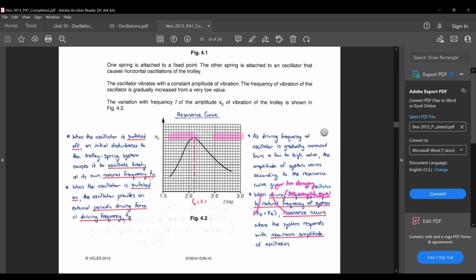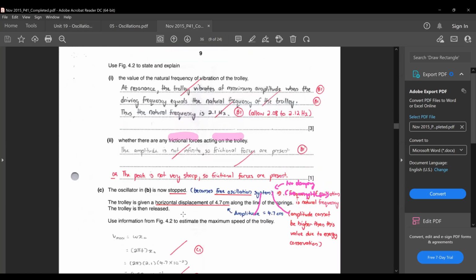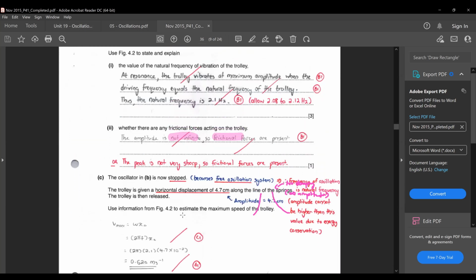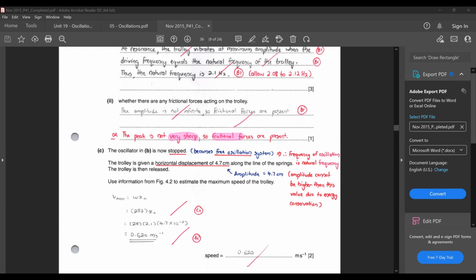So looking at your graph here, it is not infinite amplitude. There is a limit, there's a peak to it. So here you would word your answer as something like this. The amplitude is not infinite, so frictional forces are present here. Damping forces are present here. So that's for this particular question here. Then I move on with C.